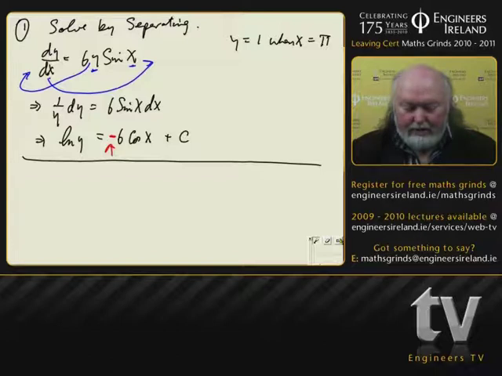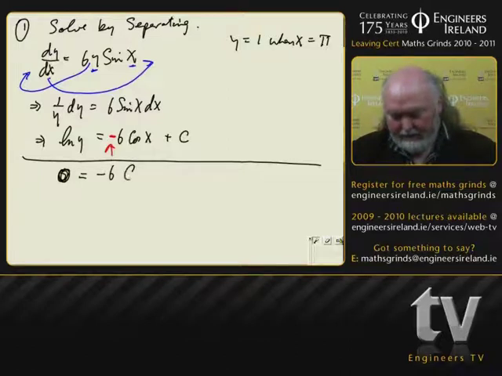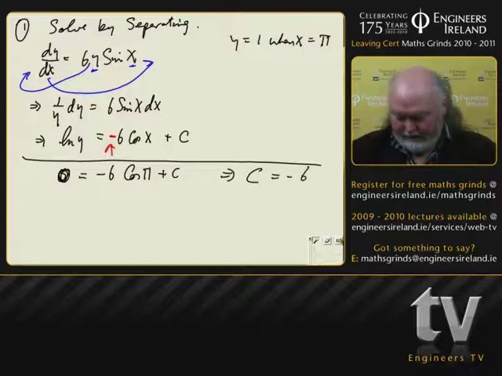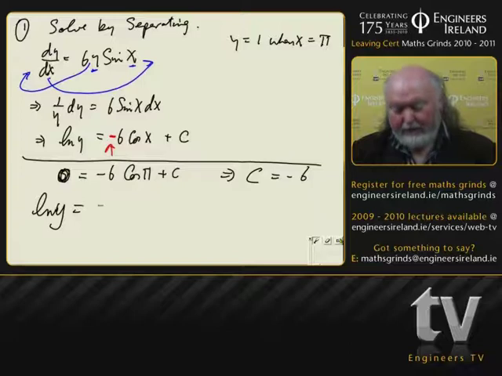Now, the log of 1, which is 0, is equal to minus 6 cos pi plus c. That implies c is equal to minus 6. So the general solution then, or the specific one, the log of y is equal to minus 6 cos x minus 6.